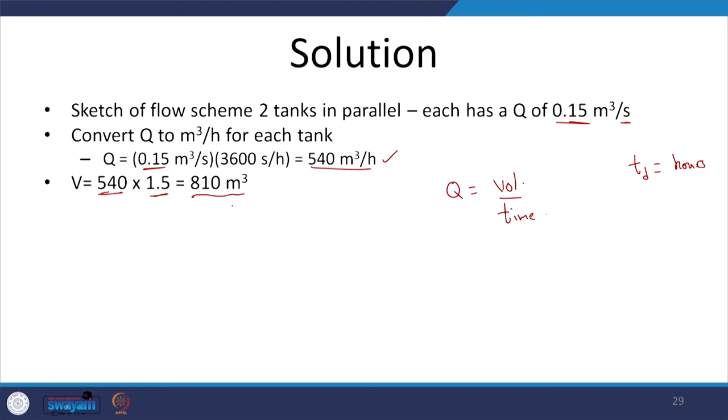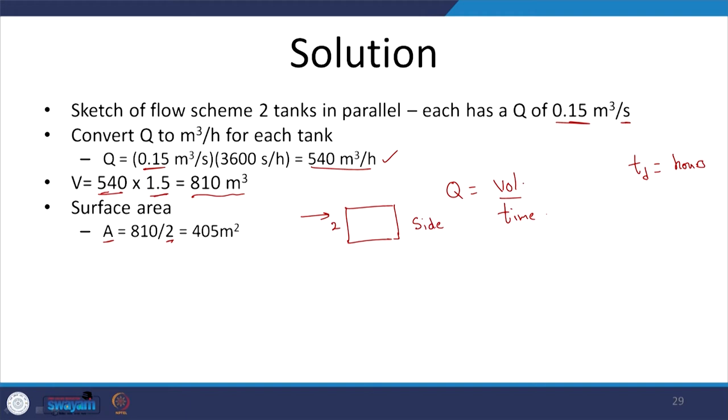So I have the volume, and now the depth is given. Depth was given to be 2 meters, so this is 2 meters, right? And the flow is going in this direction. This is the side view, right? But I need the surface area from the top. If I look at the top view, L into W is what I want. So what is it that we have? That turns out to be 405 meters square.